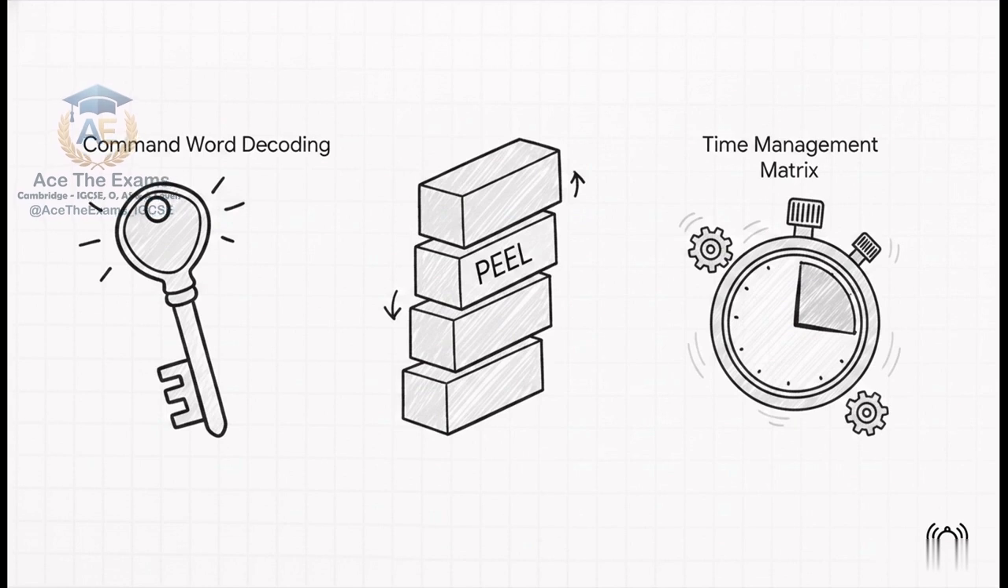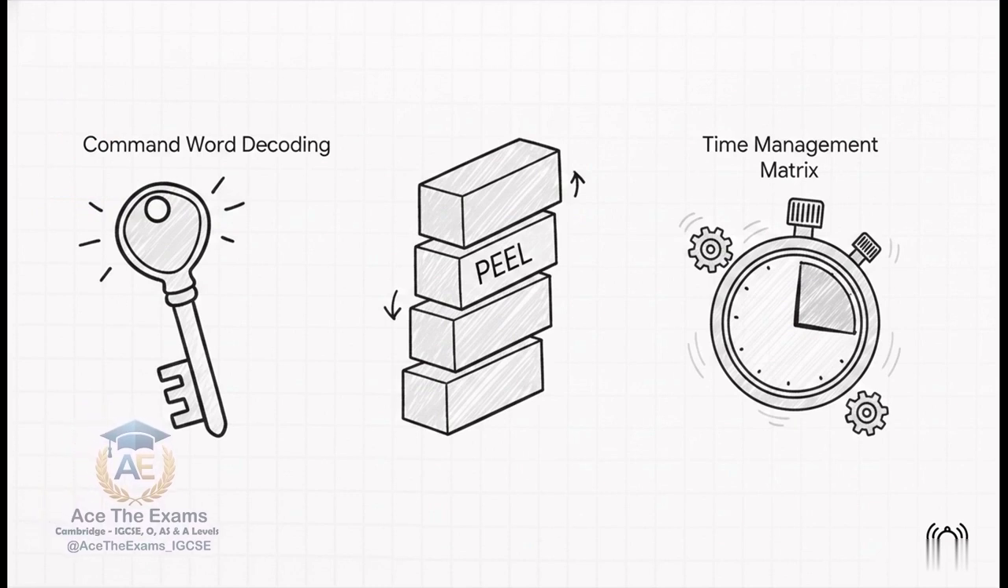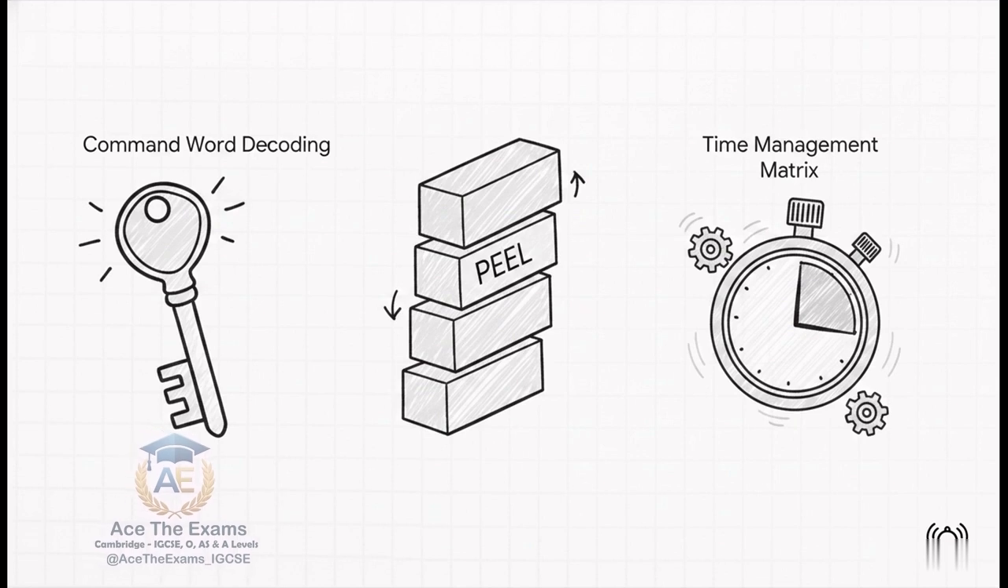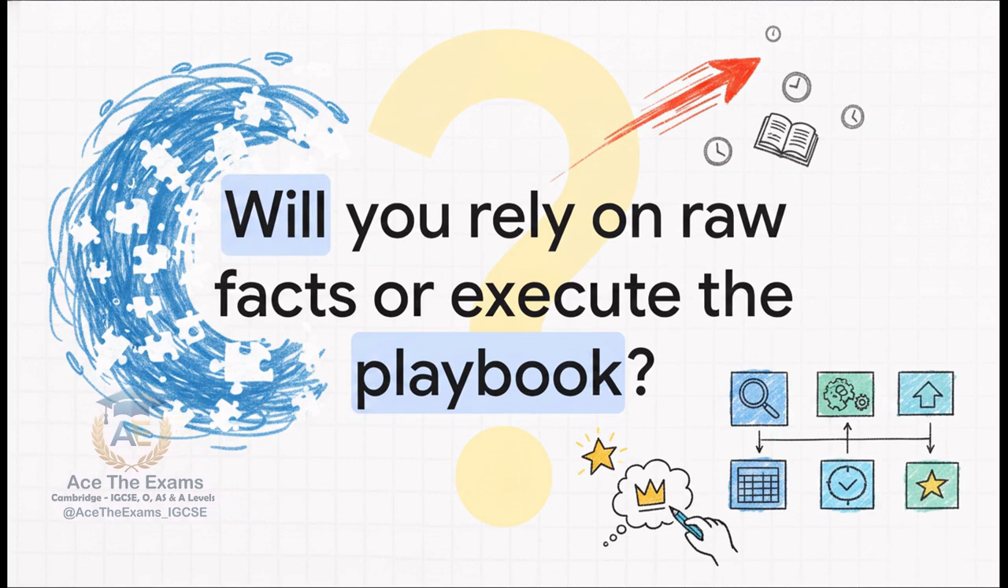And rule number 3, the time management matrix. Allocating your minutes precisely based on the mark allocation of the question. Do not spend 10 minutes on a 2-mark question like Alex does, and do not spend 30 seconds on a 6-mark question like Sam does. Stick to the matrix. 1 mark generally equals roughly 1 minute of focused effort. The next time you face a complex magnetism question, challenge yourself to step beyond mere facts and apply this precise analytical methodology to secure every possible mark.